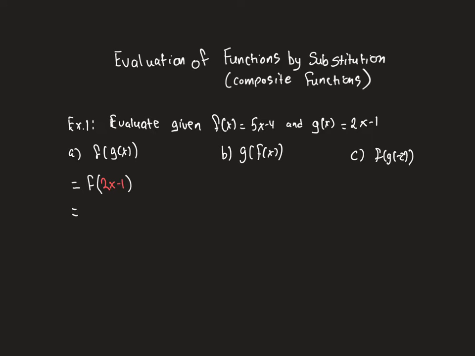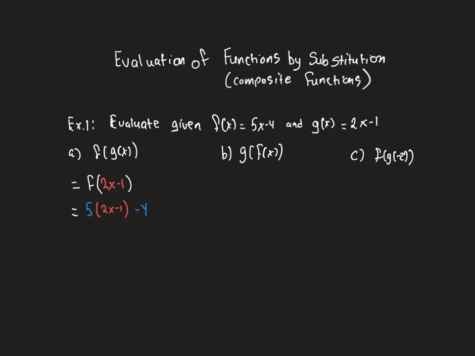Alright, so just like before, if I know what I'm substituting in, basically, you go into your equation, and wherever you see an x, it becomes 2x minus 1. So using my original equation, which is 5x minus 4, I've got a 5. Then I've got x. So instead of x, you put in 2x minus 1 and minus 4.